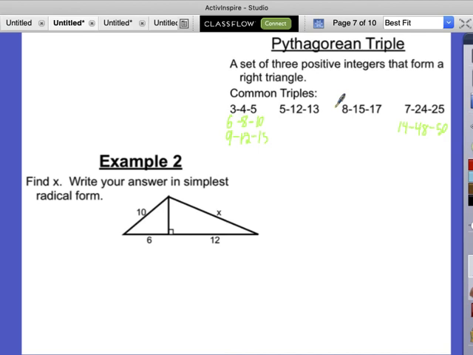Alright. Example 2. Find x. Write your answer in simplest radical form if necessary. Okay? We're going to keep saying that a lot. Write your answer in simplest radical form. Oh my goodness, how could we find x? This whole thing is in a right triangle.